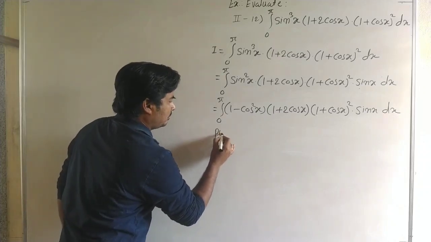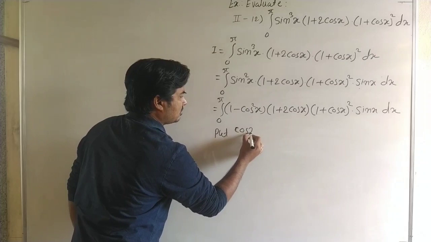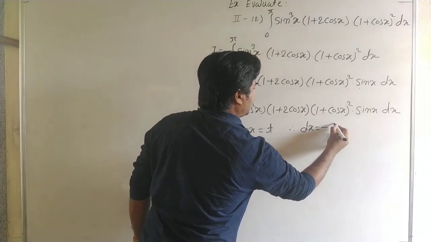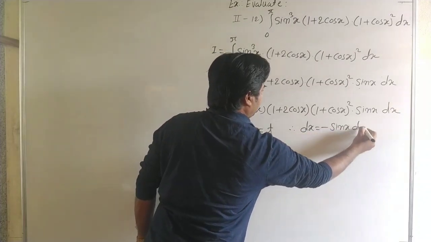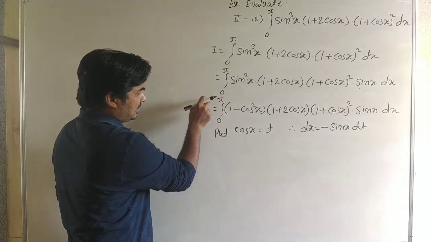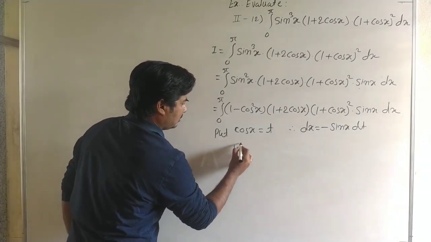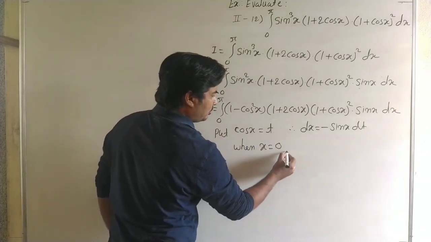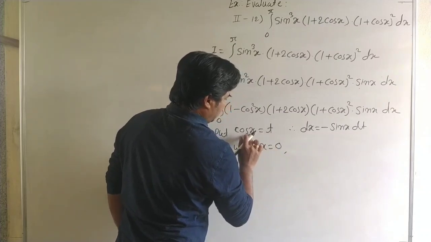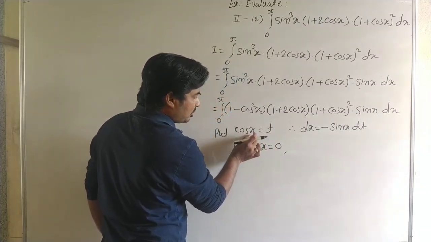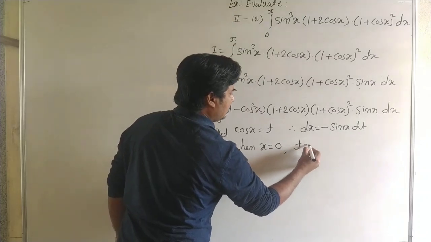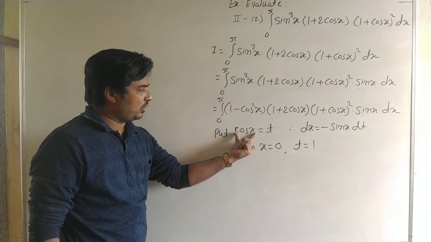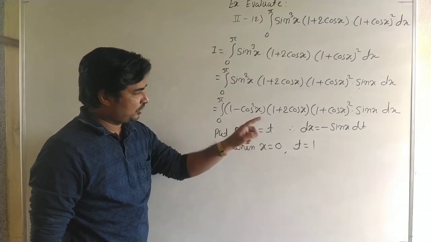Here put cos x equal to t, and therefore we can write dx is equal to minus dt by sin x. After substitution, change the limit. See carefully, when x is equal to 0, cos 0 is equal to t, and cos 0 is 1, so t is equal to 1. When x is equal to 0, t is equal to 1.